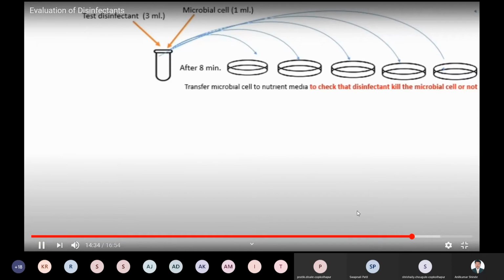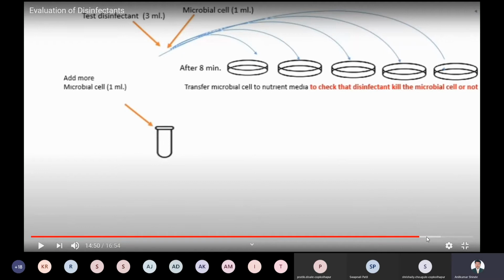Okay, you can see it diagrammatically. This is a disinfectant, 3 ml, and the microbial cell is 1 ml. You have not used organic matter in it. After 8 minutes total time, this is the first round. The test disinfectant 3 ml is added and the microbial cell 1 ml is added again. Each is transferred onto a petri dish that already contains solidified agar medium. After transferring, you can check whether there is growth or not. So this is the first round.